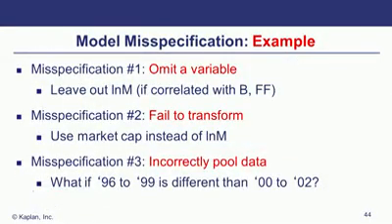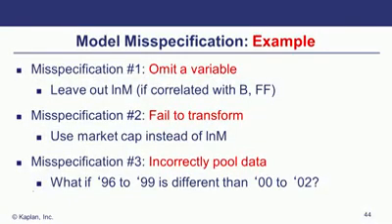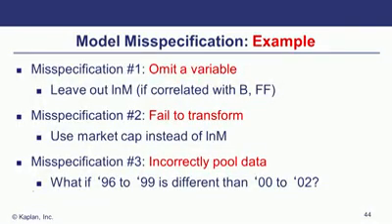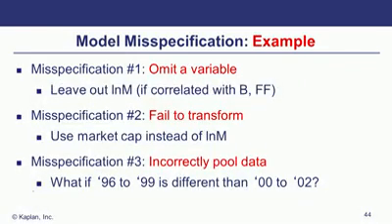Misspecification number 1, omitting an important variable. So basically, if Wang and Xu forget to include the natural logarithm of the market cap, assuming that that was actually a relevant variable, that of course will bias our regression. Misspecification number 2, failing to transform a variable. Now, market capitalization tends to exhibit exponential growth. So as a result, we tend to transform that by taking the natural logarithm of the variable.